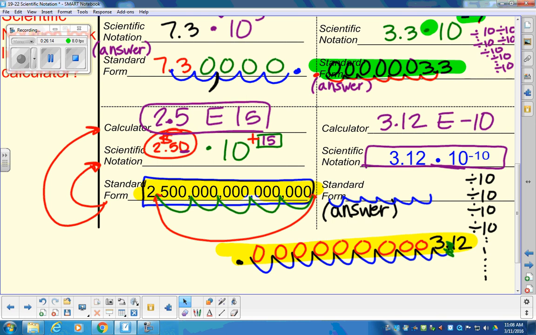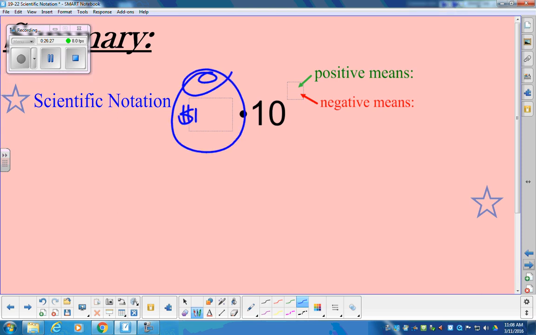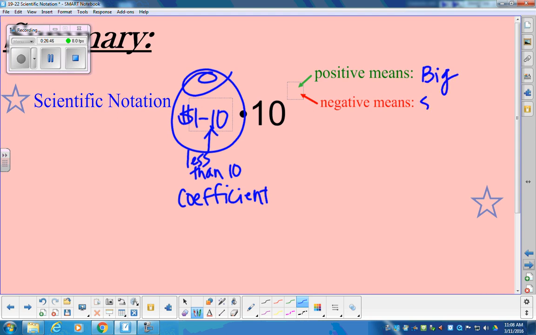So let's summarize what we talked about in today's work. We talked about 3 major things: standard form and scientific notation, and then we finished it with the calculator work. So for scientific notation, remember that you have to have $1 to $10 in the bank. Has to be less than 10 though. Make sure that's less than 10. That's called the coefficient. Has to be between 1 and 10. And then our exponent, if positive means that it's really big, negative means it's really small.